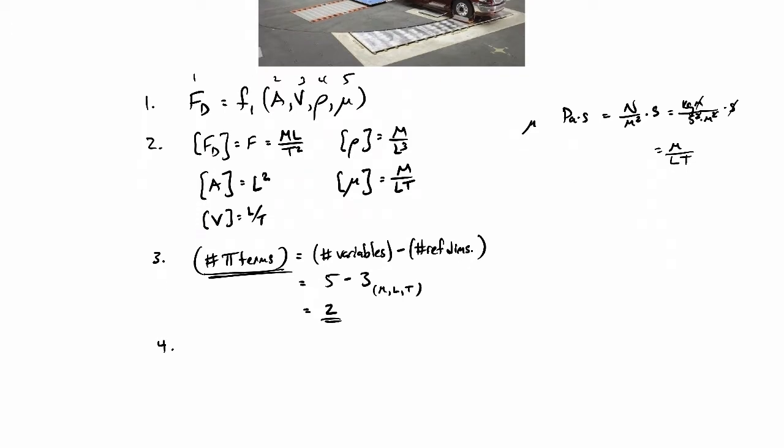So now we need to find those pi terms, and we'll use the method of repeating variables. So that means we need to choose some repeating variables that we'll use to make the non-repeating variables dimensionless. The number of repeating variables is equal to the number of reference dimensions. So we'll have 3 repeating variables.